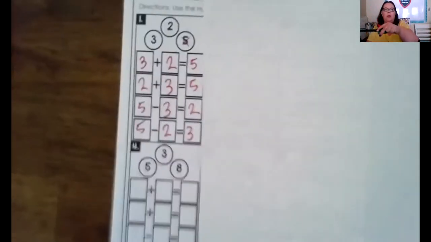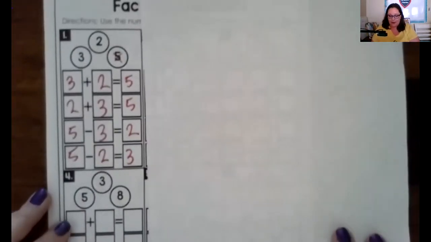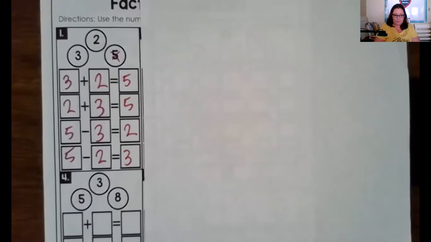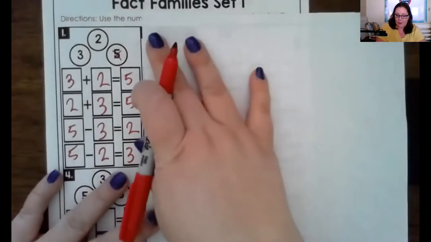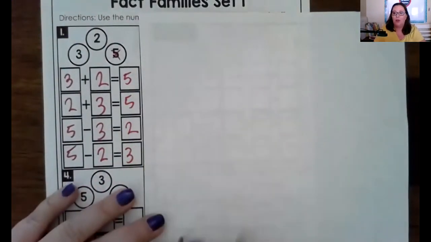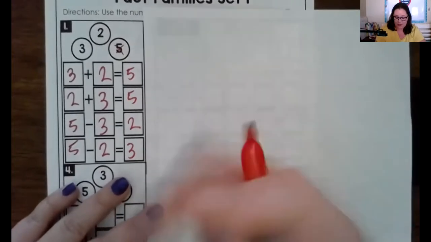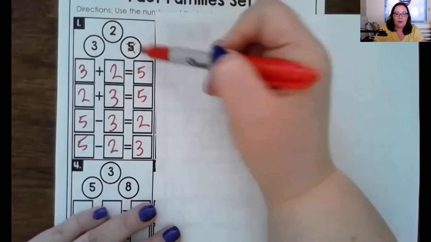And I will zoom in for you guys. Okay, so I did the same steps for these fact families. You're doing the exact same thing. I will help you with a couple, and then you can do the rest of them on your own to try and practice it. So this first fact family, we have 3, 2, and 5.